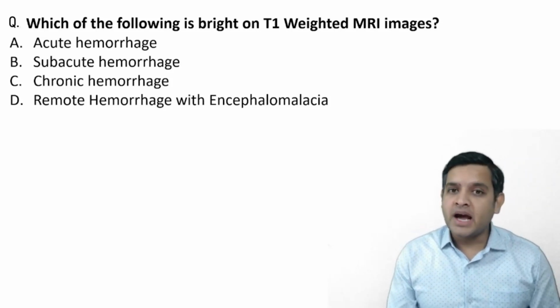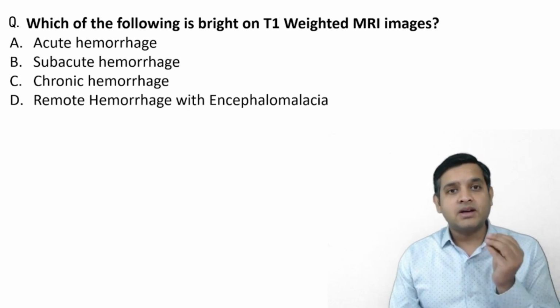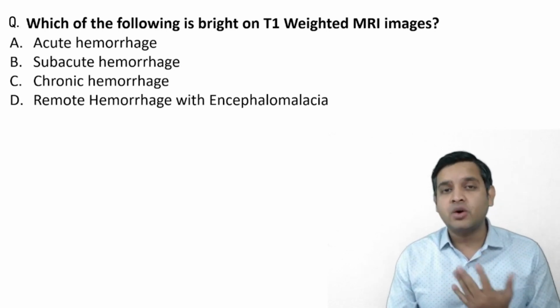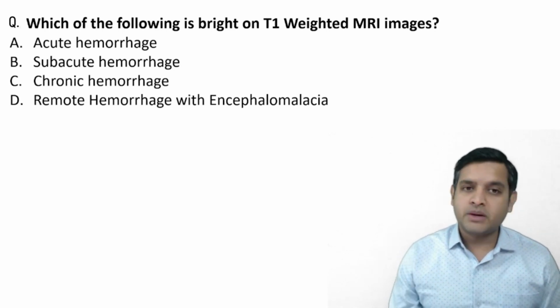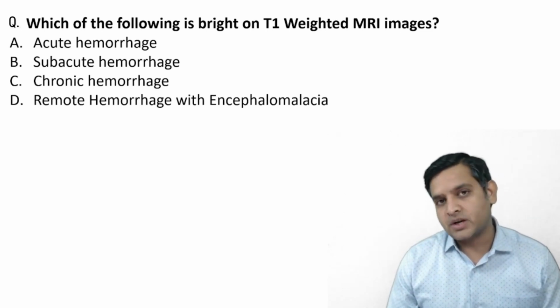Which of the following is bright on T1 weighted MRI images? Bright means T1 hyperintense. That means white on T1 weighted MRI. Acute hemorrhage, subacute hemorrhage, chronic hemorrhage, remote hemorrhage with encephalomalacia.